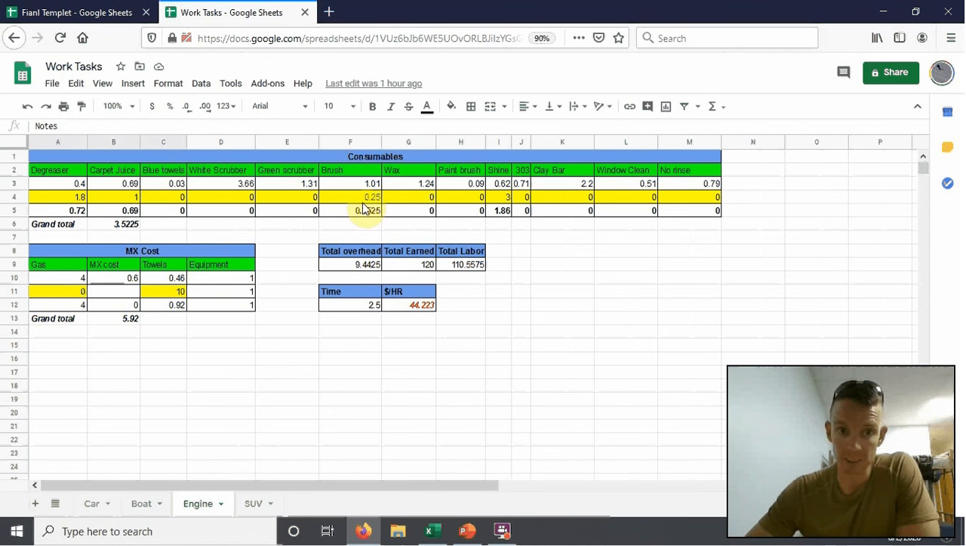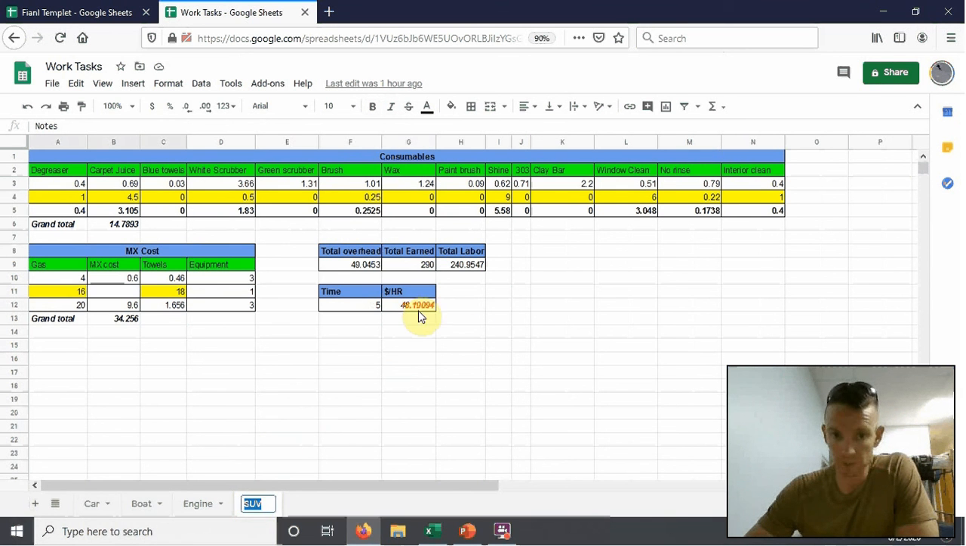Again, totally different set of materials that I used, went into it, counted everything, and as soon as I did the inputs, it spit out the price per hour. So engine detailing's $44 an hour, and SUVs were $48 an hour. So I can clearly see that, if I wanted to get into this business full time, doing engine detailing and SUVs is where all the money is at. So that's just a quick example of some things I used in the past.